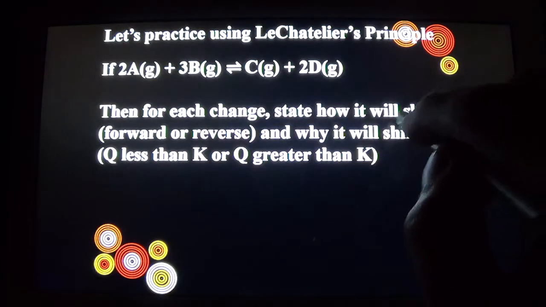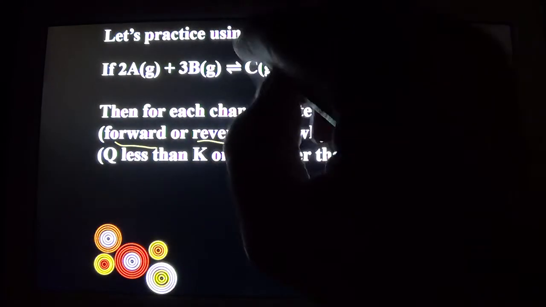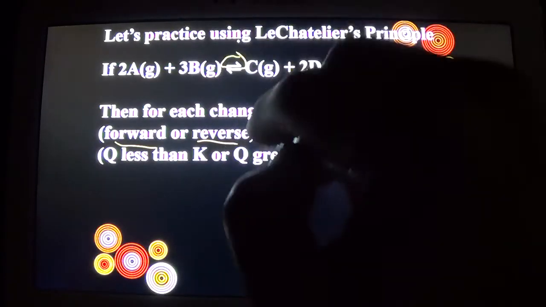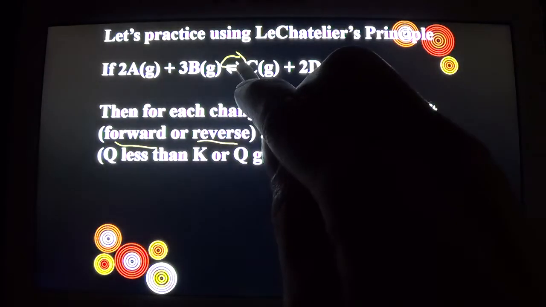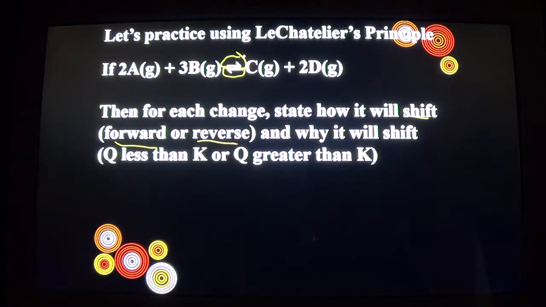We'll say that it will shift. Now, we mean it's going to go forward or reverse, but sometimes we take a shortcut and say it'll shift to the right, meaning the arrow pointing right will be faster, or it's going to shift to the left, meaning the arrow pointing to the left will be faster. So be aware of that. You can say shift to the right, shift to the left. You can say shift the forward reaction more, shift the reverse reaction more. You can say favor the products, favor the reactants. There are many ways to say this. As long as you say the correct one, you probably will get your points on the test, right?